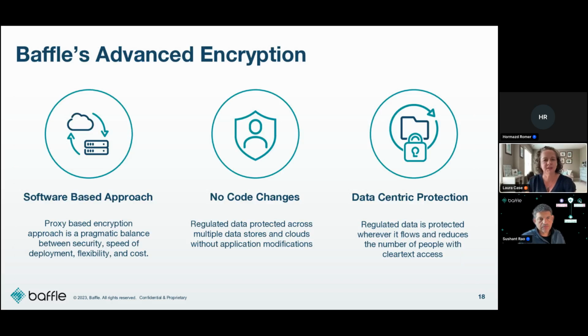So unlike other privacy-enhancing technologies, Baffle encryption is a software-based approach to confidential computing. It's a pragmatic balance between security, speed of deployment, flexibility, and cost. And unlike application-level encryption or policy-based access, Baffle's modular platform is easy to implement, ensuring no code changes to applications are required. And most importantly, it is data-centric protection, protecting data wherever it flows. So Laura, this seems all good, but how does this fit into the larger data security program that companies need to implement?